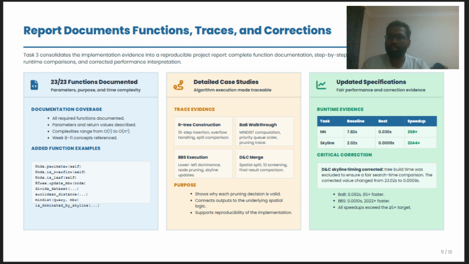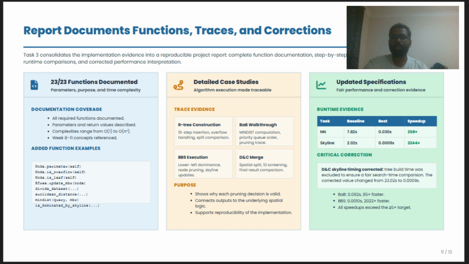The report demonstrates understanding by explaining the reasoning behind our implementation decisions, not just the code itself. The report contains three sections. First, function documentation. We documented all 23 functions, including inputs, outputs, time complexities, and relevant lecture topics. We also included 8 additional functions such as node.perimeter, node.is_overflow, and node.is_leaf because they are essential to how the algorithm operates.